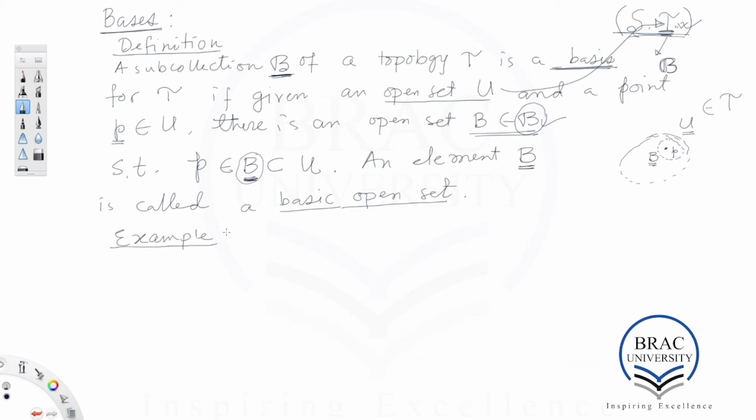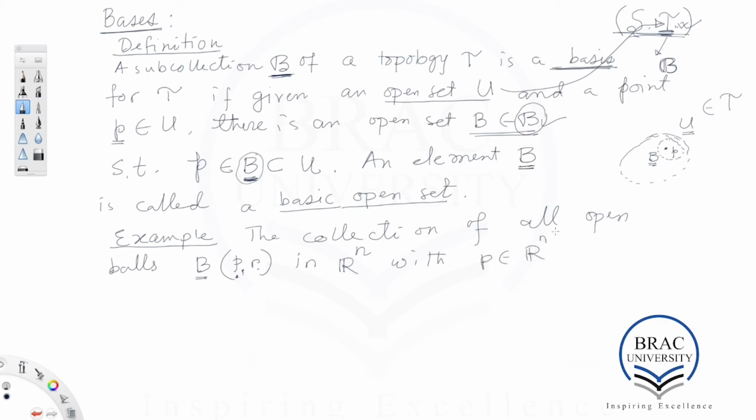So here is an example, the standard example. The collection of all open balls B(P, R), which means that this ball is centered at P and is of radius R, in the standard topology of R^n that we discussed in the beginning of the last segment, with P being the center, a point in R^n, and R in the set of positive real numbers, which is nothing but (0, infinity).